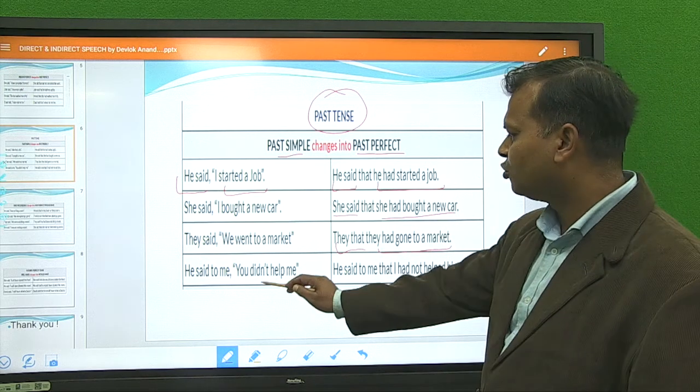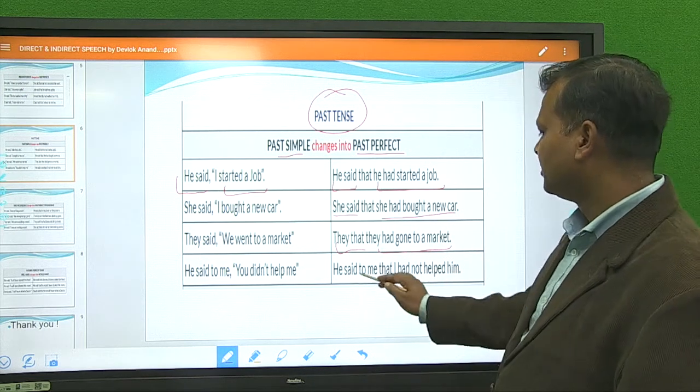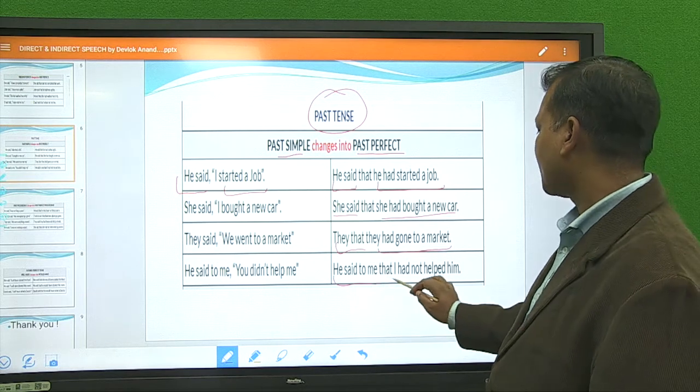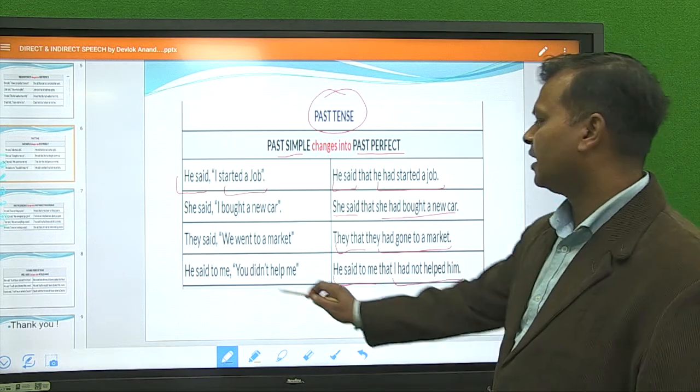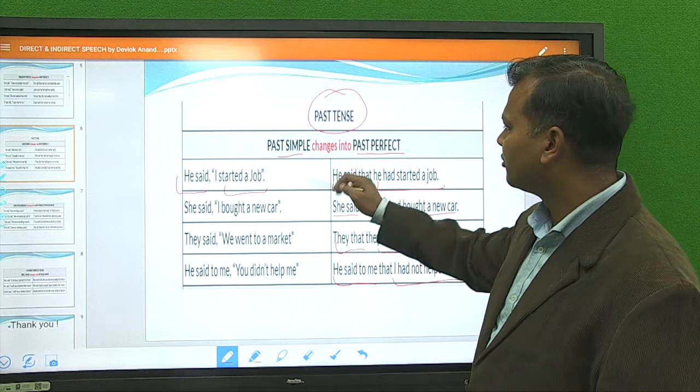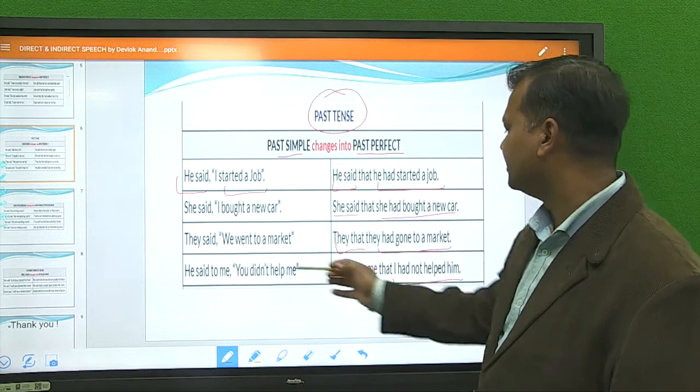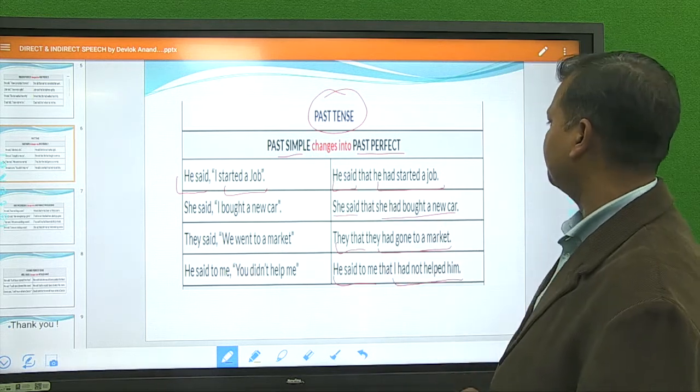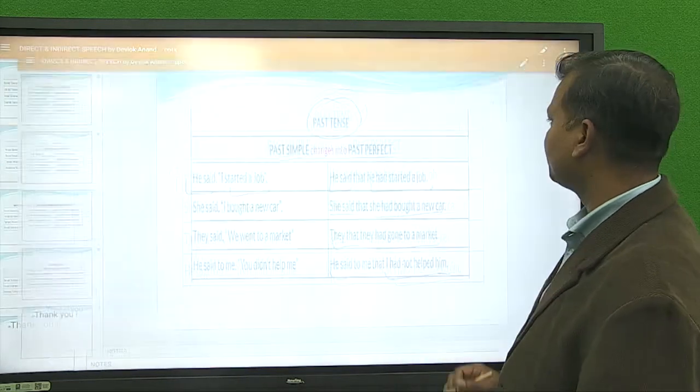Right? He said to me, "You did not help me." He said to me that I had not helped him. Again, "you" is the second person, so it will change according to the object. Object is "me" and "me" will change into "I." I had not helped him. Right?